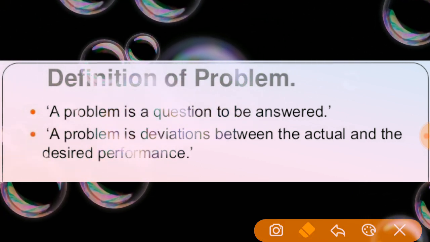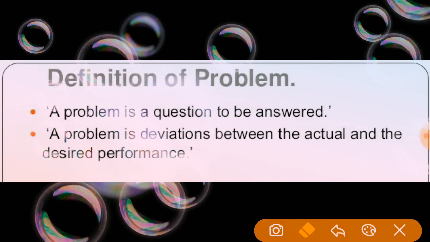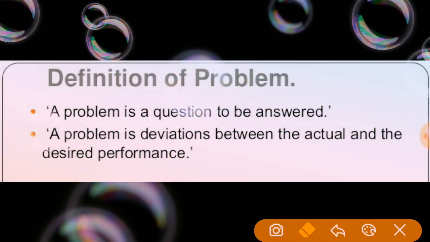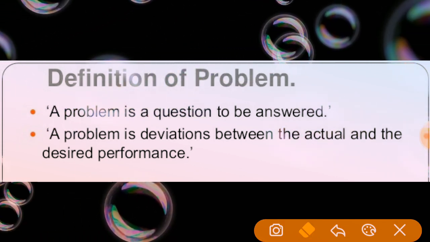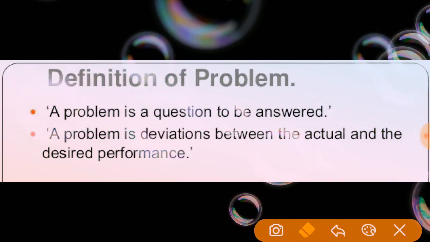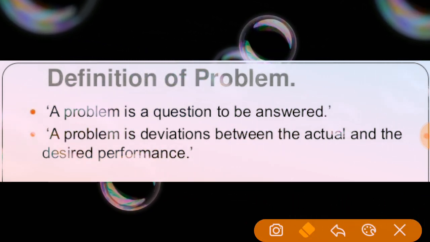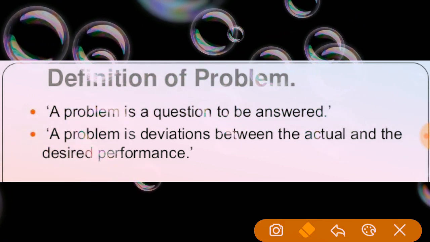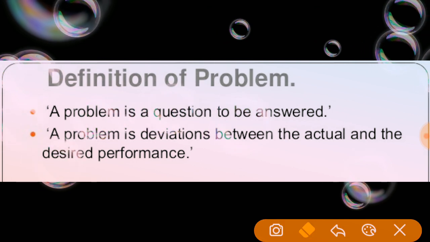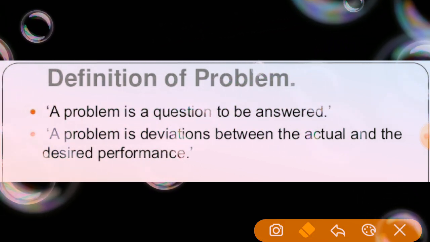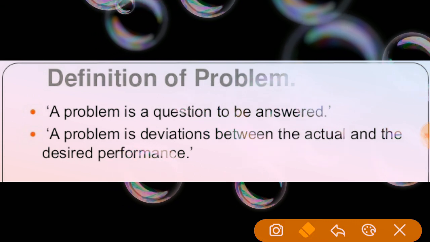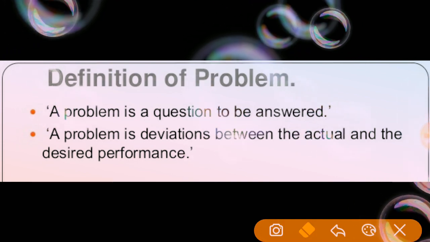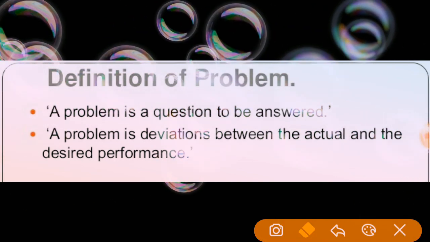Yesterday we discussed applied research and basic research. That will be based upon generalization, and some problems will be based upon situations. So the researcher has to find what the deviation is, what the problem is, whether it is the actual problem or the desired performance. So this is the definition of the problem. A problem is a question to be answered, or a deviation between the actual and the desired performance. Here, the research problem is the first step in the research process.